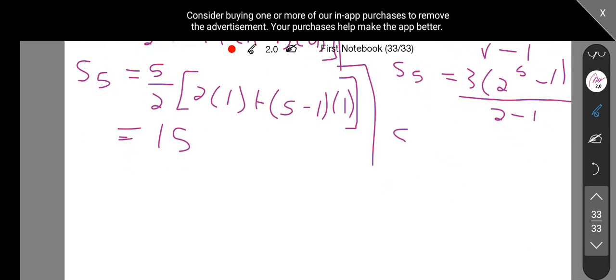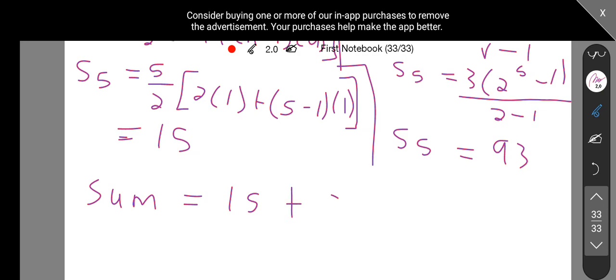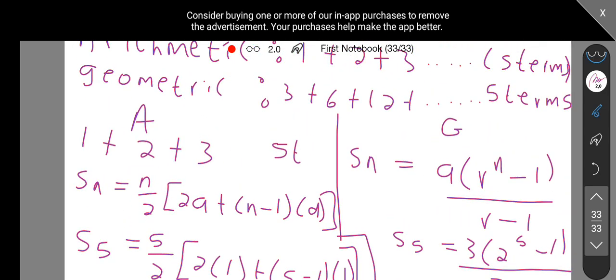This means that the sum to 5 terms is equal to 3 multiplied by 2 to the power of 5 minus 1 divided by 2 minus 1, and the answer is 93. This means that the sum of all the terms is equal to 15 plus 93, and if we add the two, that gives us 108. This means that the series here has 108 terms.